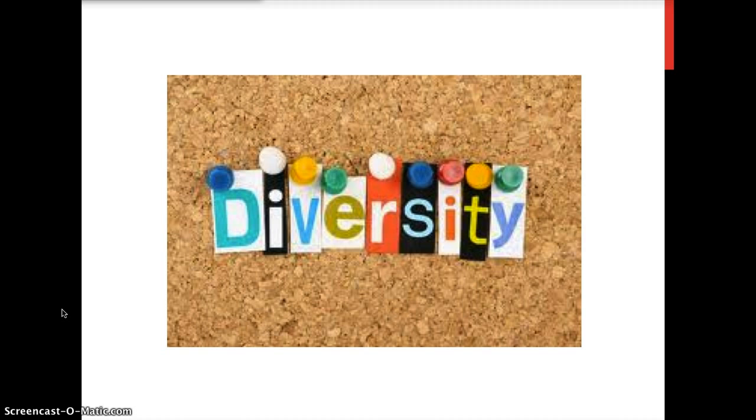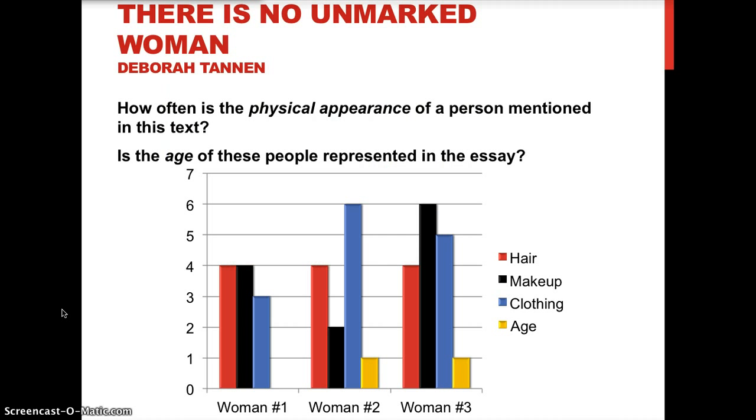So now we're going to move on to diversity. I'm going to look at the diversity dimensions of these essays. So first of all, There Is No Unmarked Woman by Deborah Tannen. The first question I had is, how often is the physical appearance of a person mentioned in this text? As you can see below, there were 3 women mentioned.